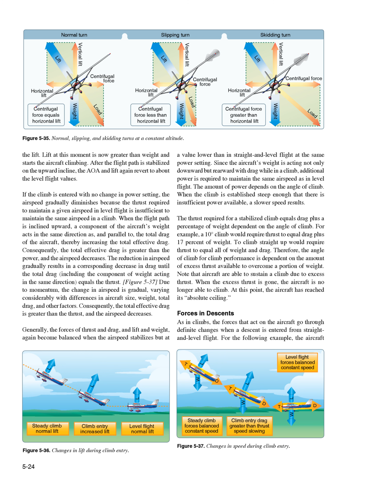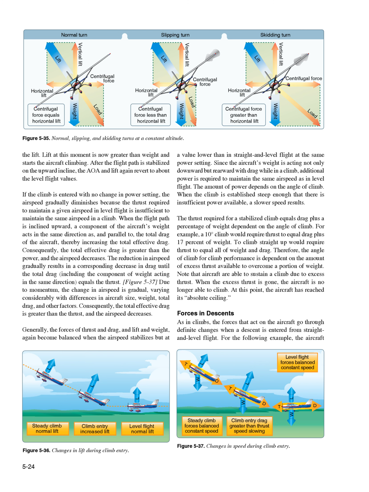When the flight path is inclined upward, a component of the aircraft's weight acts in the same direction as, and parallel to, the total drag of the aircraft, thereby increasing the total effective drag. Consequently, the total effective drag is greater than the power, and the airspeed decreases. The reduction in airspeed gradually results in a corresponding decrease in drag until the total drag, including the component of weight acting in the same direction, equals the thrust. Figure 5-37: due to momentum, the change in airspeed is gradual, varying considerably with differences in aircraft size, weight, total drag, and other factors. Consequently, the total effective drag is greater than the thrust, and the airspeed decreases.